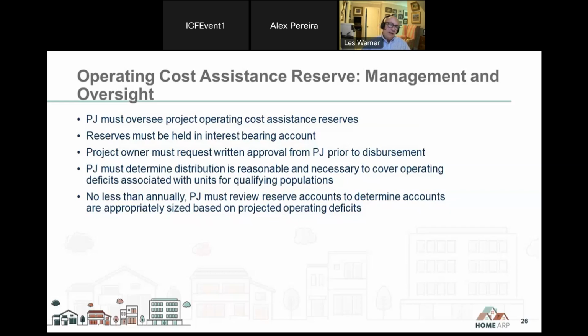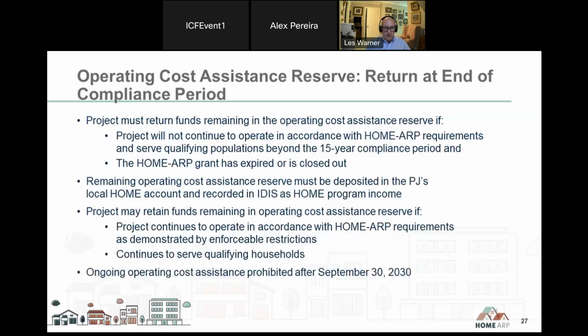So that PJ needs to be at least annually looking at those project reserves, getting reporting on that to determine, are we still okay? Or do we need to think about interceding in some way to be able to stabilize that project to ensure that it's still going to be sustainable throughout that affordability period? And our goal here is, as early as possible, if there are any red flags, we want to identify those and have as much time as possible to be able to then take action to prevent some kind of failure and non-compliance for that project.